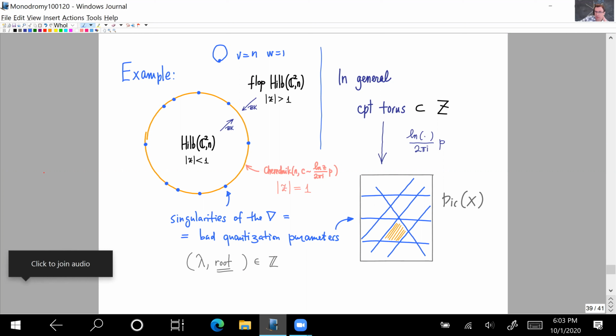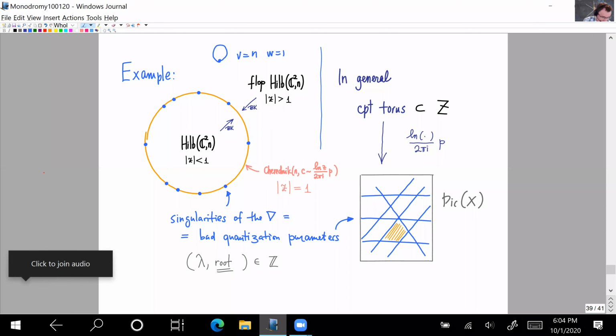More generally, if you think of a multidimensional generalization of this picture, the analog of the unit circle is the compact torus inside your Kähler torus. If you take the log over 2 pi, that goes to the Picard lattice tensor R, scaled by p. This is where the parameters of quantization lie. There are hyperplanes, the roots if you want, which correspond on one side to the singularities of the equation, and on the other side to bad parameters of the quantizations, and the complements correspond to this orange region. So these are the good parameters of quantization.